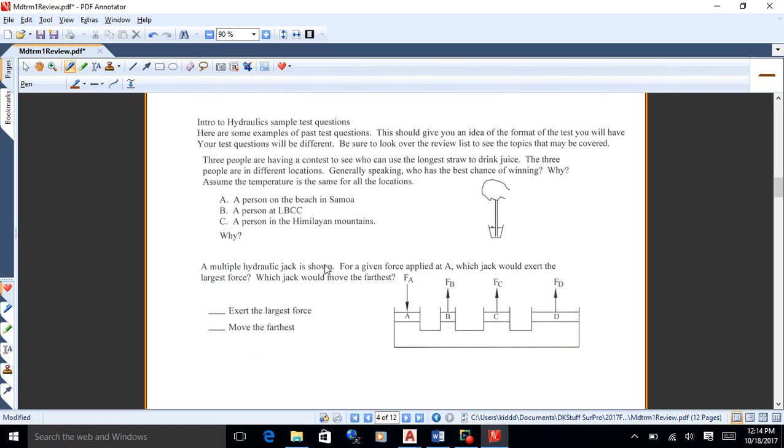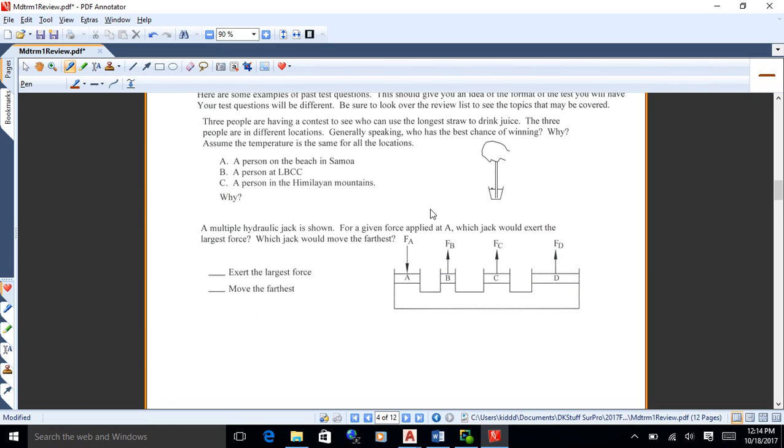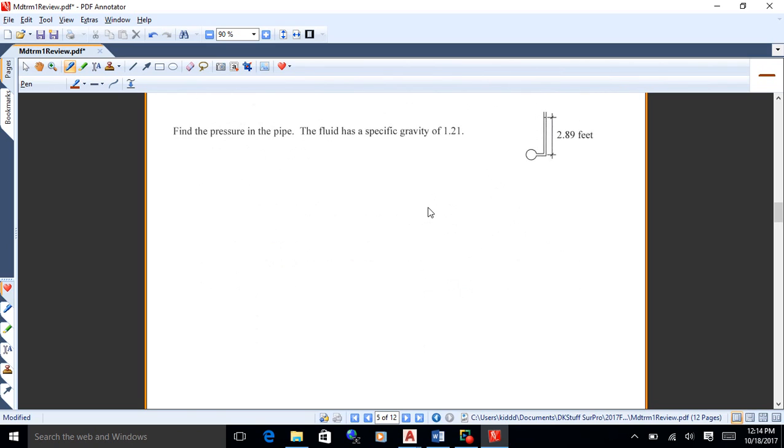We got a hydraulic jack. Which piston would exert the largest force? So notice on this that at A, we're pushing down, and that we're going to push up at B, C, and D. So which one, as we're pushing down at A, would exert the largest force? Which one would move the farthest? Okay. So those are just some things to kind of think about a little bit. So I might have a couple of those. So we good with that? Okay.